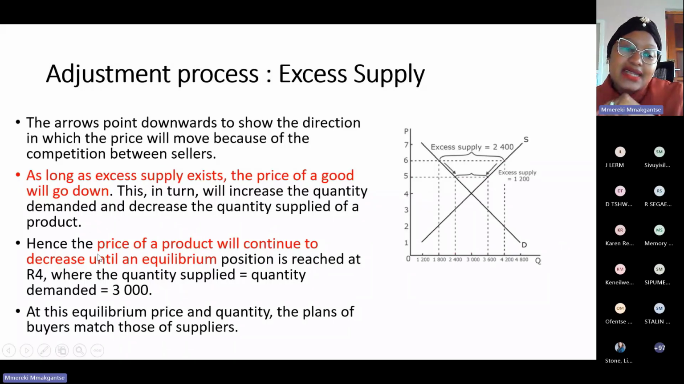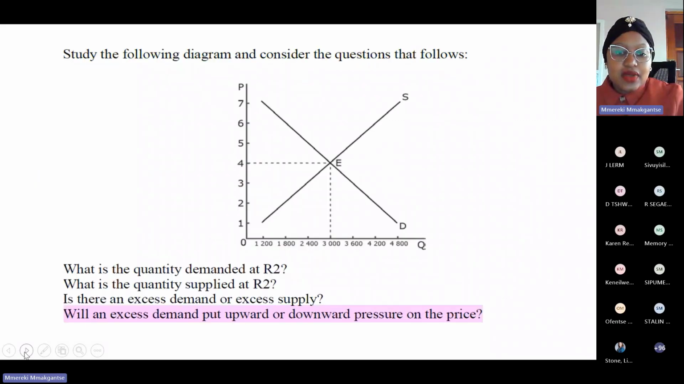Hence, the price of the product will continue to decrease until the equilibrium position is reached at R4. So if there's excess supply, the price will continue going down until you reach equilibrium at R4, where quantity demanded and quantity supplied are the same at 3,000. Right. Next.